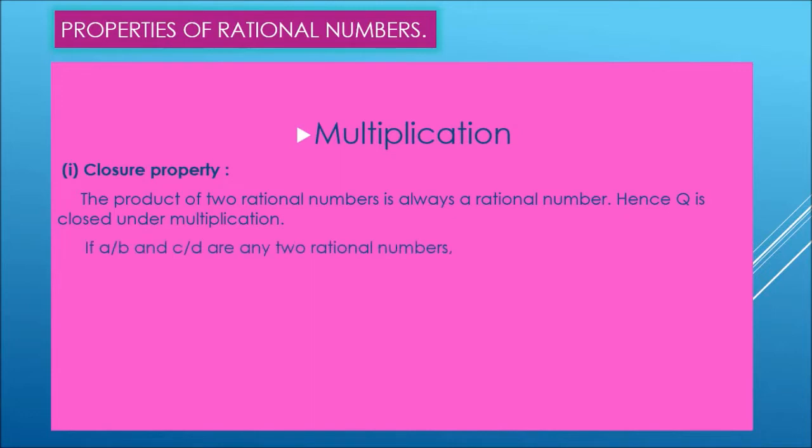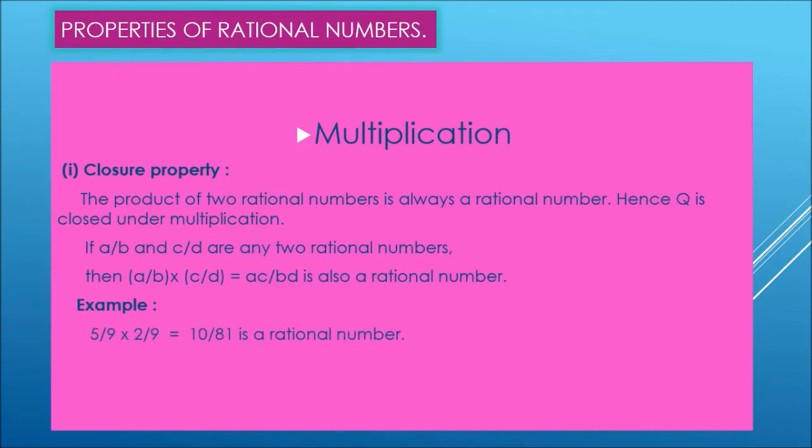For example, if a/b and c/d are any two rational numbers, then a/b multiplied by c/d is equal to (a×c)/(b×d), which is also a rational number. For example, 5/9 multiplied by 2/9, the answer will be 10/81, which is a rational number.